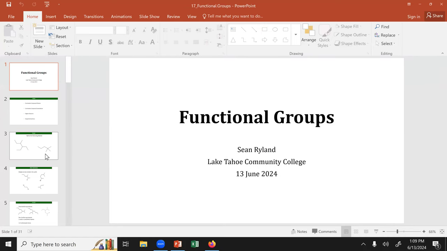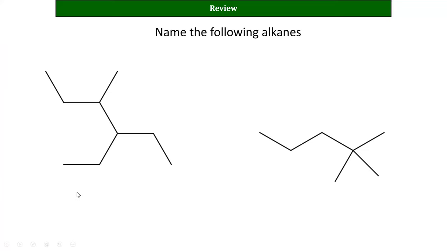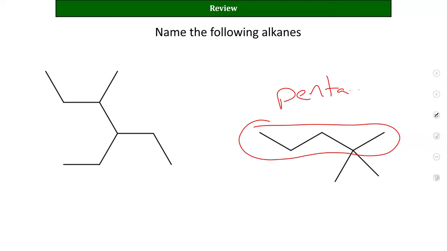Or if it's two branches of the same size, like this one, our longest continuous carbon chain here is still 5, right? It still has a one carbon branch, or has 2 one carbon branches, right? Both of those branches are a methyl group. So it's still pentane. Our parent molecule is still pentane, it's still 5 continuous carbons. Dimethyl.